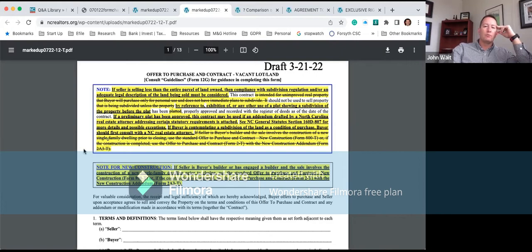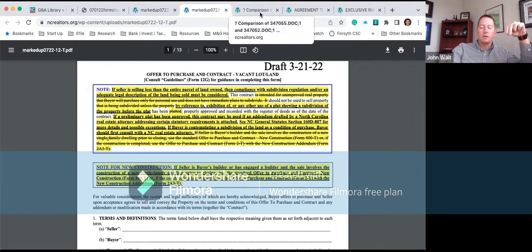That's hopefully all the changes. Honestly, I know it looks kind of confusing with all the strikeouts and bolding and underlining and everything else. That is the goal of that note, is to just let people know this can be used for any vacant property that has actually been properly approved by the local government.